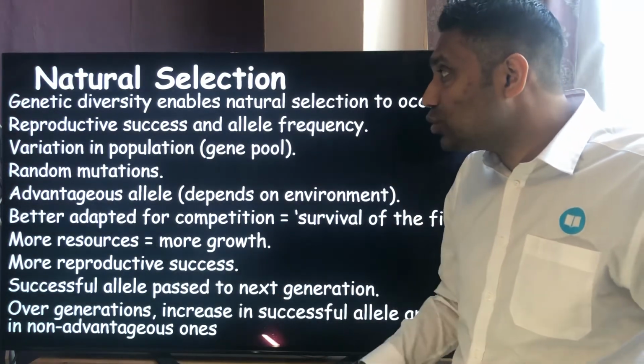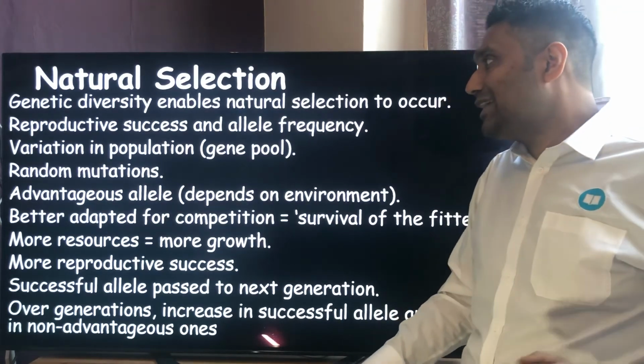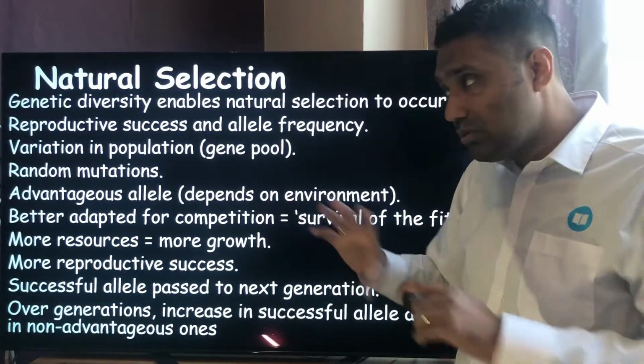So how does it all start then? It starts from this point here. There's variation in a population. So in that gene pool, there is variation.